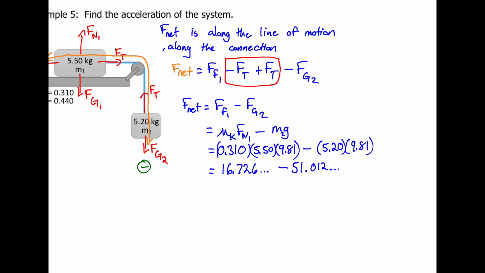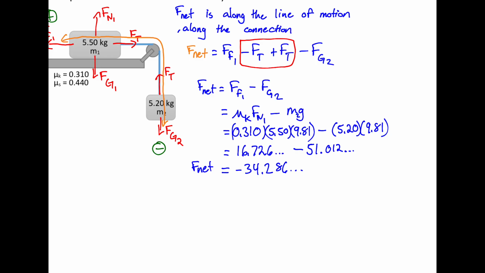We do the math on that, and what do we get? A total F net of, that doesn't sound good. 126 minus 51.012. Oops, I did that wrong. Let's fix that. Minus 34.286. A bunch of numbers. Close enough. Great. What do I want? That's the F net. I got a number in newtons.